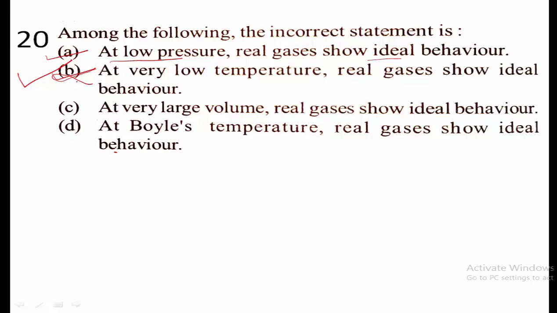Which answer is correct? Option B. Why? Because they asked you to find the incorrect statement. So B is the incorrect statement, and hence it is the answer.